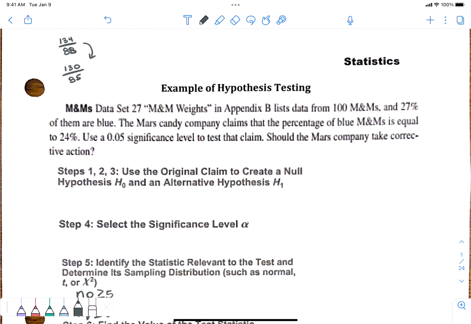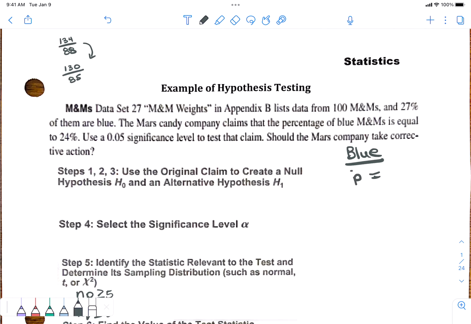Here's what we're looking at, and I'm going to write down some information that we have. From the M&M weights data set in Appendix B, it lists data from 100 M&Ms, and 27% of them are blue. So we're talking about blue M&Ms. I'm going to put blue off to the side over here. And if we use the percentage 27, what variable do we usually associate with that percentage?